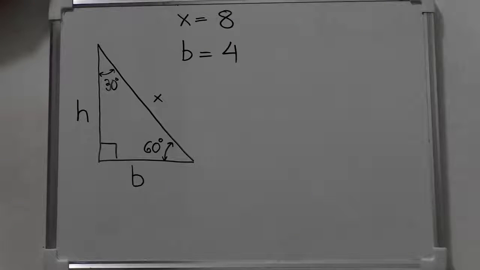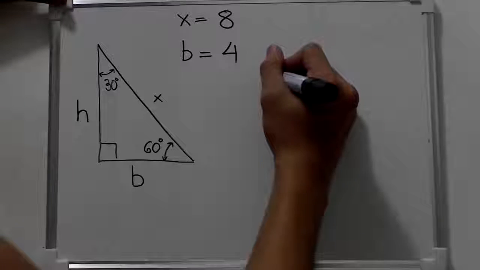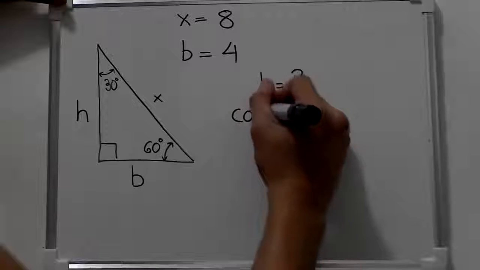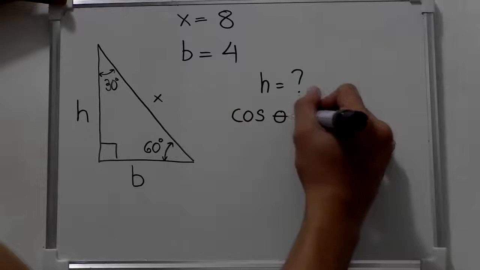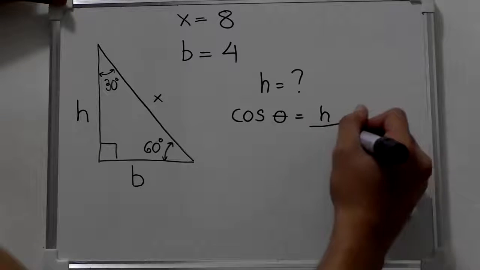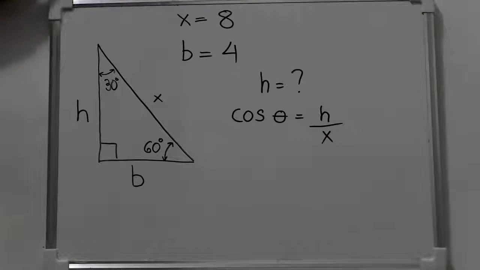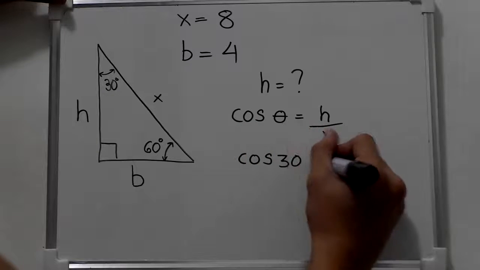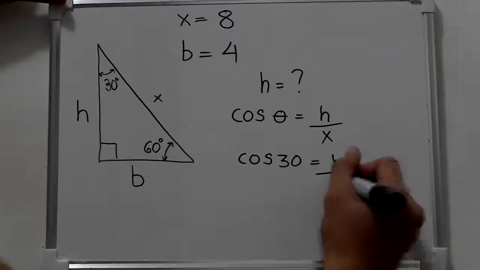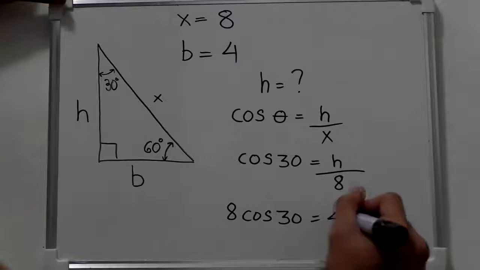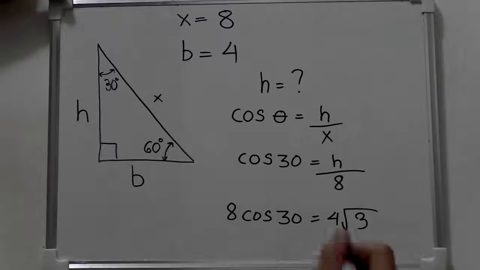So let's now solve for the value of our h. This time, we will use the trigonometric function cosine. Substituting the values, cosine 30 is equal to h over 8. So 8 times cosine 30 is 4 square root of 3.